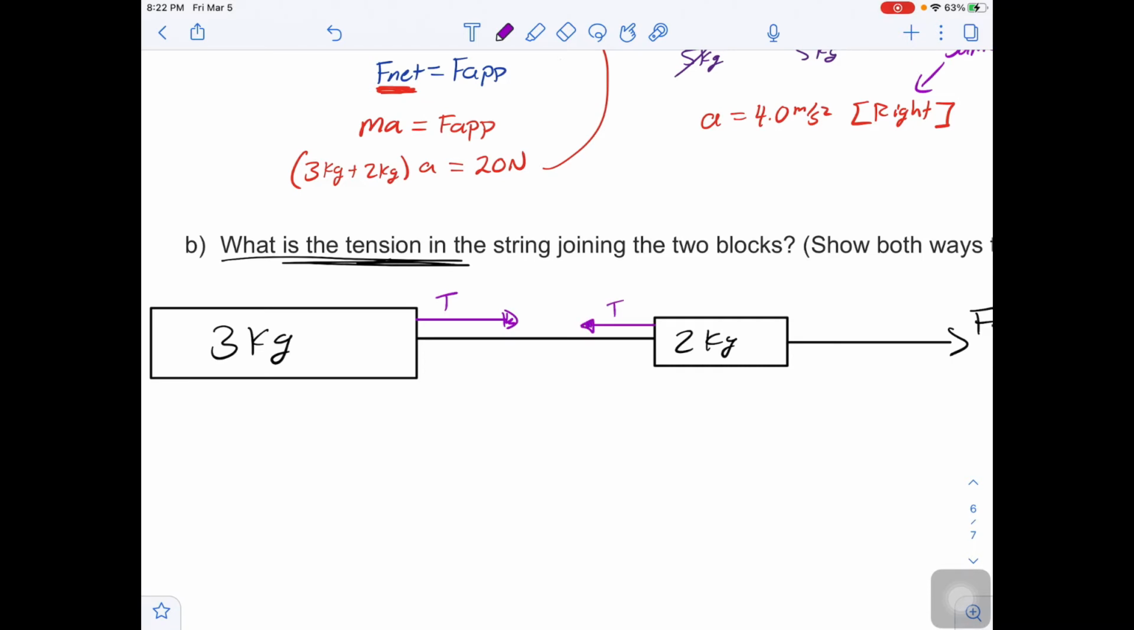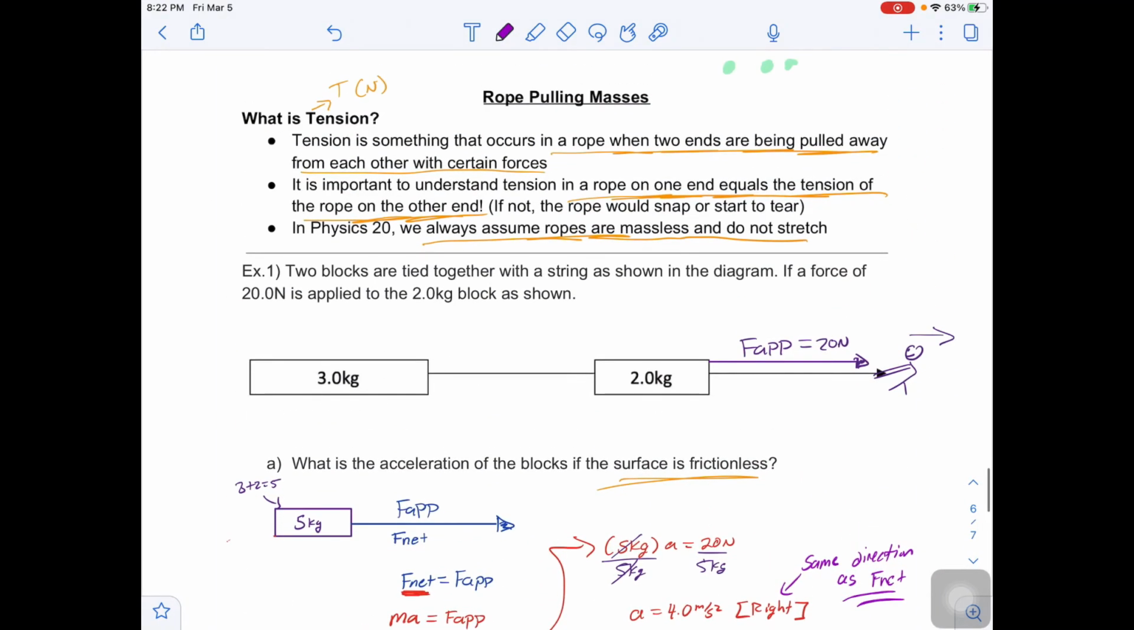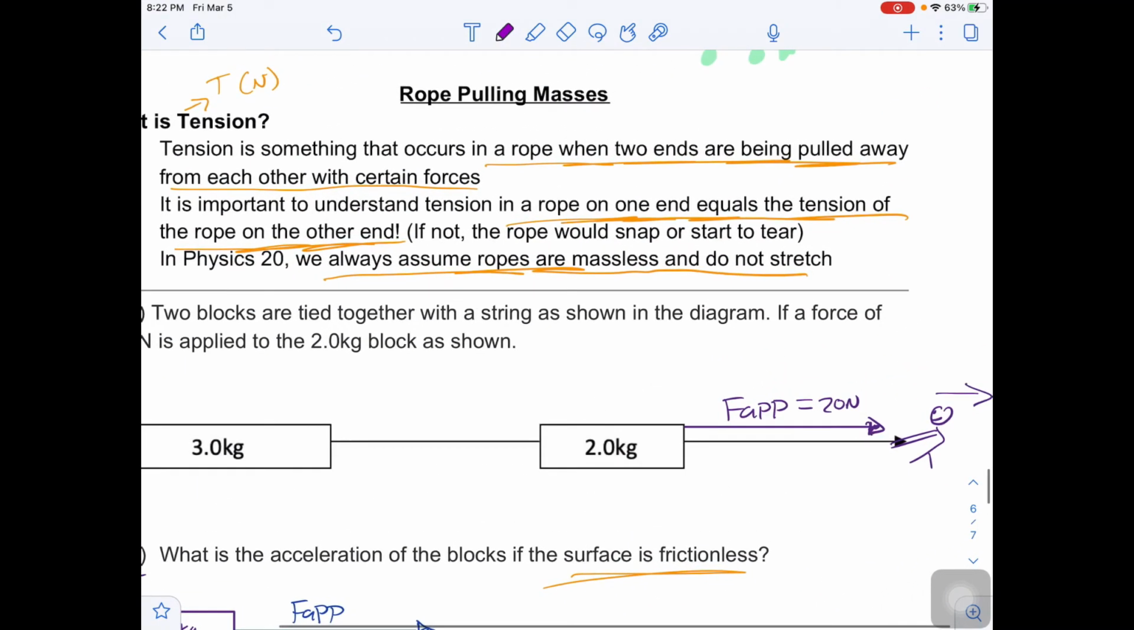And it is also pulling away. So I'm going to call this tension 1 and call this tension 2. Now, something to remember about Physics 20 is tension in a rope on one end equals the tension of the rope on the other end, or else it would snap or start to tear.